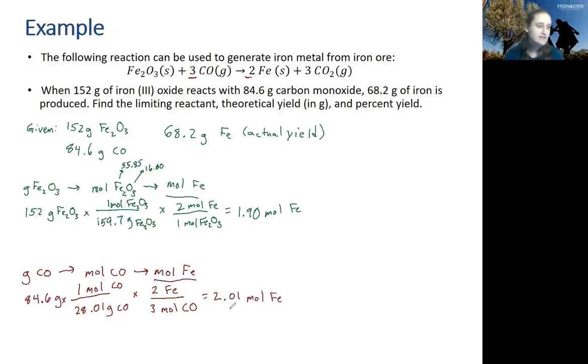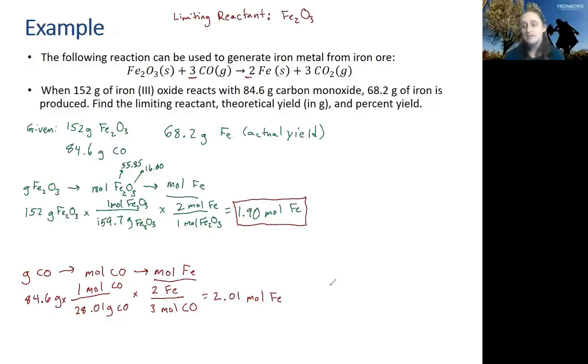So these values are fairly close. It's only a difference of about 0.1 moles, but the smaller one is coming from the iron oxide. So the iron oxide is our limiting reactant. So we've answered the first question, which is the limiting reactant.